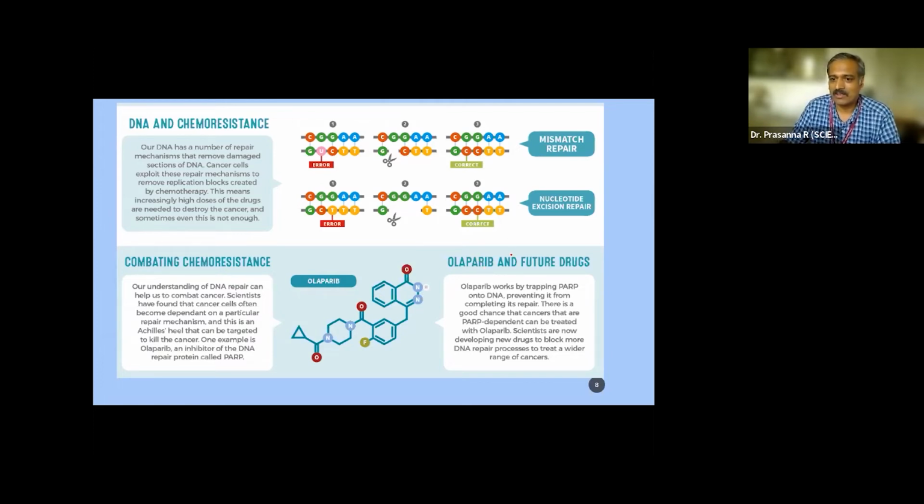which traps the PARP onto the DNA. The whole unit gets into the DNA and traps it, and then ensures that the repairing is taking place in the right fashion. But still, people are working on how it can be implemented on a larger scale. Still, it is in an evolving state, we can say.